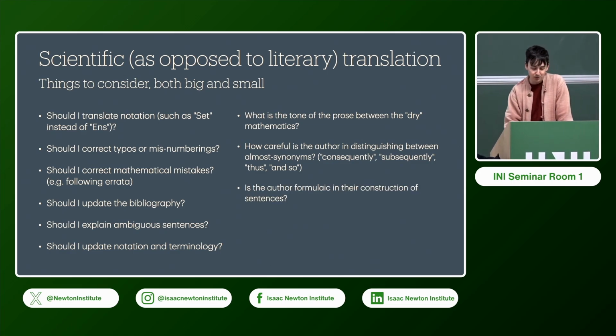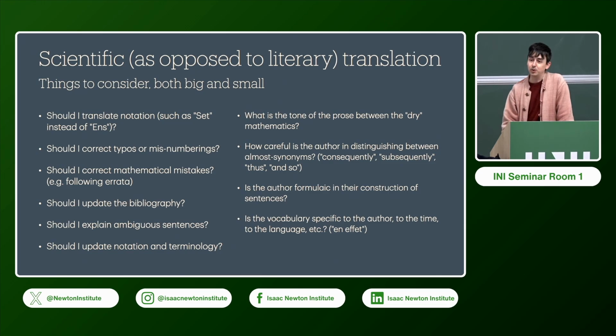So this comes back to this one. If you're translating Bourbaki, this is super easy because every sentence feels kind of the same. If you're translating something else, this is not true at all. One thing you should look at is how specific to the author the vocabulary is, how specific to the time in which it was written, and how specific to the language.